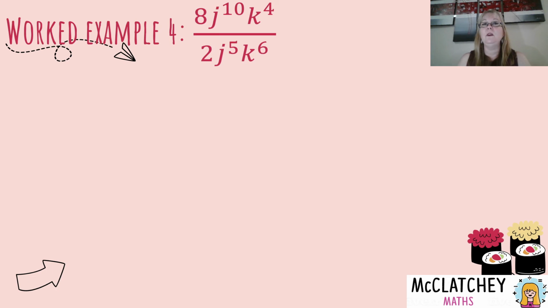Okay, next example, we're starting to get a little bit more complicated this time. We've still got 2 bases, a j and a k. So once again, we're going to treat those separately. We've also got these whole numbers out the front. Now these whole numbers don't have powers next to them. You'll notice that. So we actually just treat them like a fraction that's multiplied by the rest of the fraction.